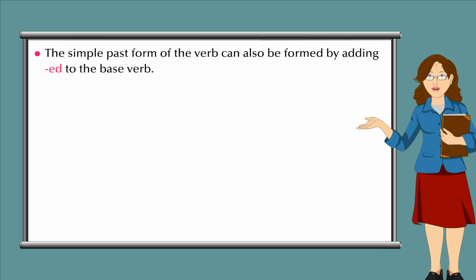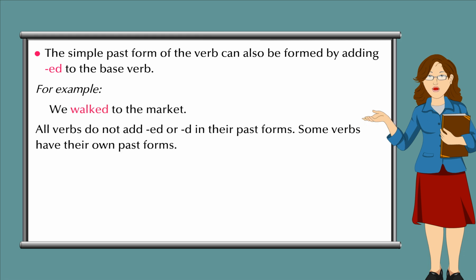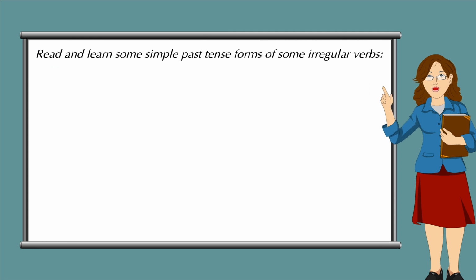The simple past form of the verb can also be formed by adding ed to the base verb. For example, we walked to the market. All verbs do not add ed or d in their past forms. Some verbs have their own past forms. Read and learn some simple past tense forms of some irregular verbs.